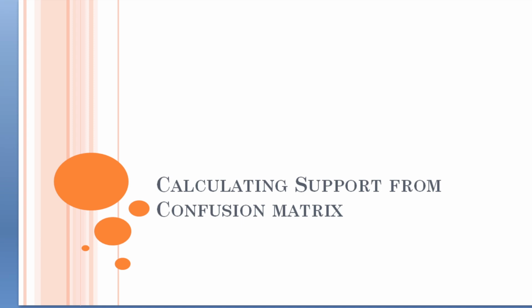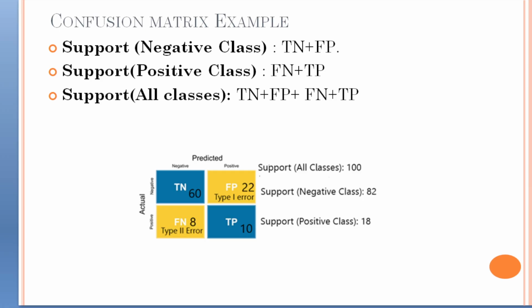Hello, in this video we will be learning how to calculate support from a confusion matrix. Support is calculated for all the different classes in a classification example. Here in this particular example we have a binary class problem where we have two classes, negative and positive. Support means the actual number of tuples that belong to the negative class and the positive class. We can also calculate support for all classes.